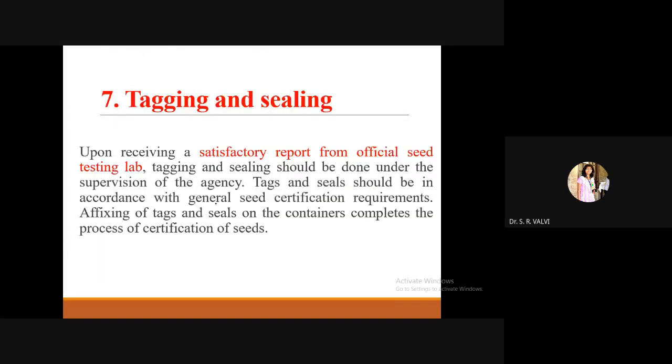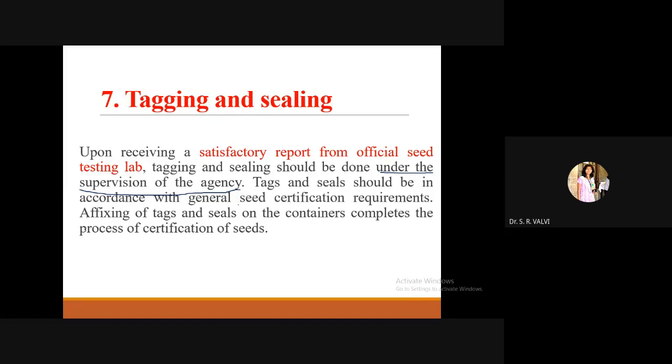Now, tagging and sealing. This is the seventh step, the second last step. Upon receiving the satisfactory report from the official seed testing lab, tagging and sealing should be done under the supervision of the agency. Under the supervision of whom? Under the supervision of the agency. Tags and seals should be in accordance with the general seed certification requirement. According to that seed certification requirement, there is a particular tag and particular sealing technique.